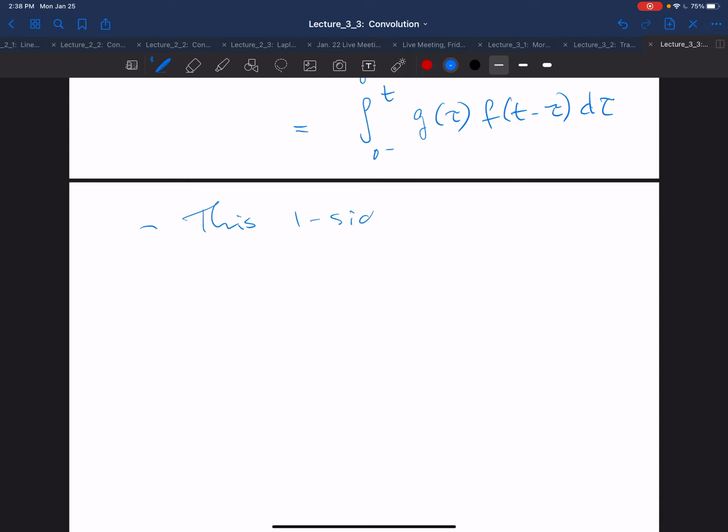And this one-sided convolution, or a convolution of two one-sided functions, is also a one-sided function. You can see that from this integral. If t is less than 0, then the integral is going to give you 0, because you'll be integrating only over negative values of tau, so g will be 0, for instance.